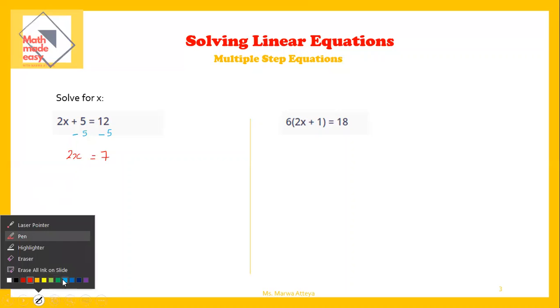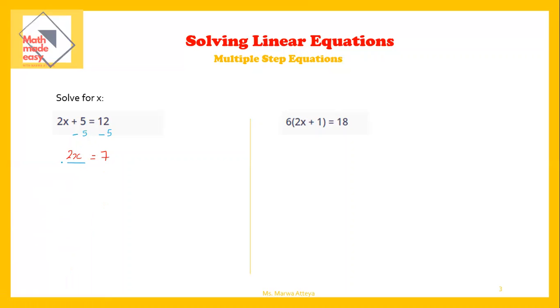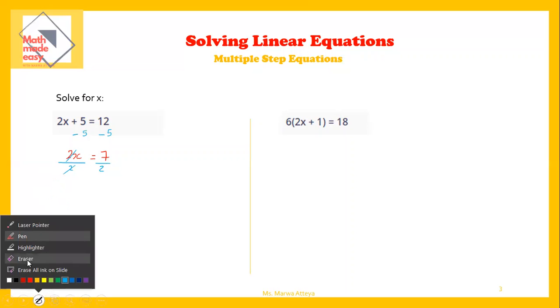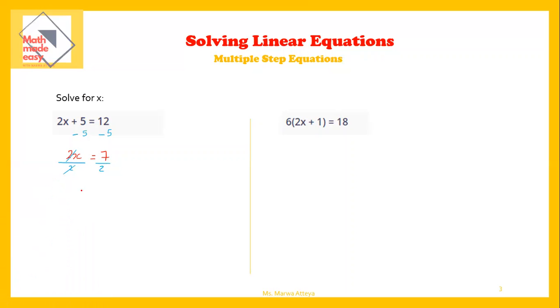Now I can get rid of the 2 by dividing both sides of the equation by 2. These will cancel out because 2 divided by 2 is 1. And the answer for our question is x equal to 7 over 2 as a fraction, or x is equal to 3.5. Of course, we can check using the exact same way we did before.